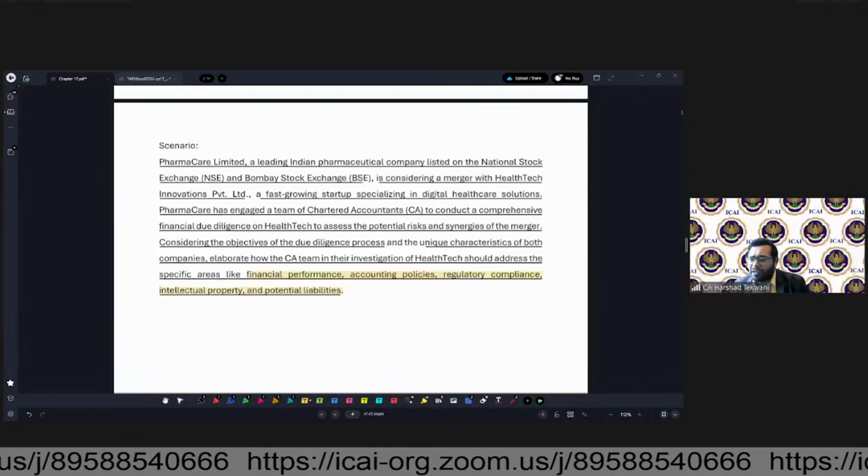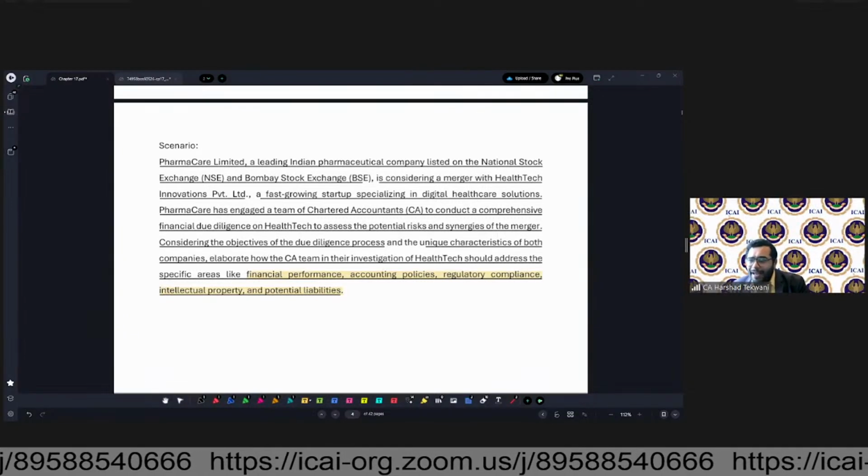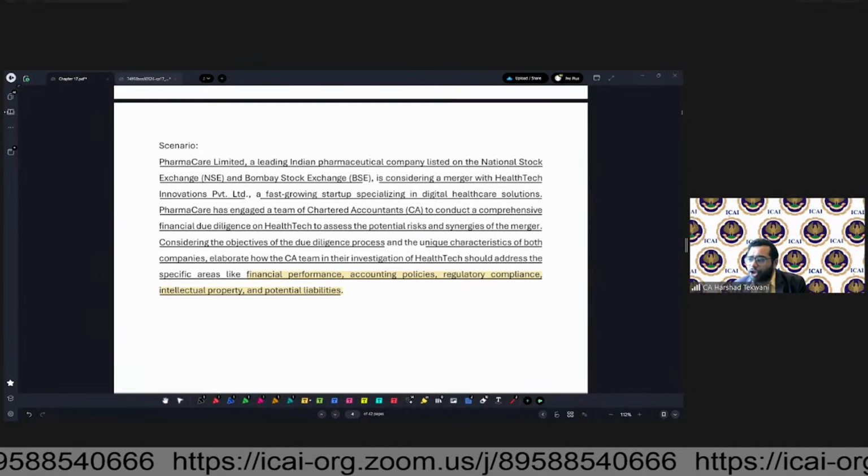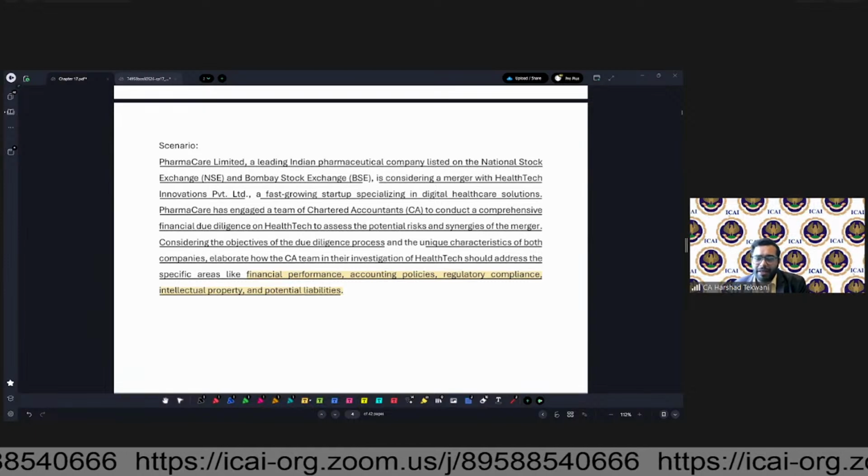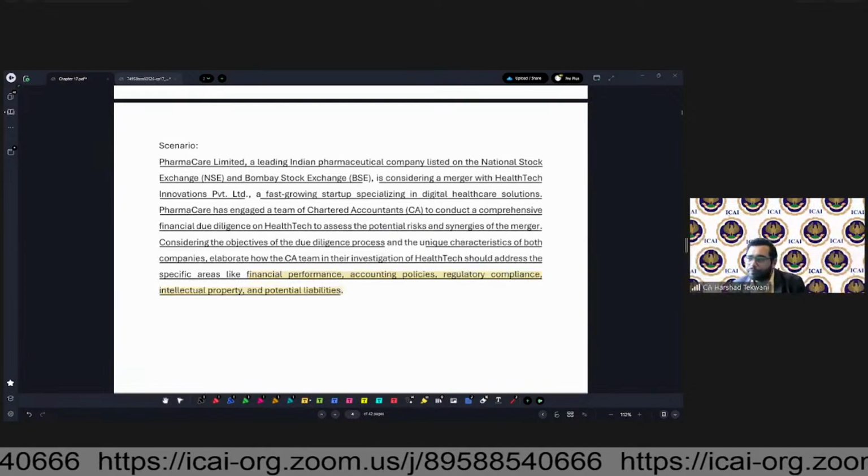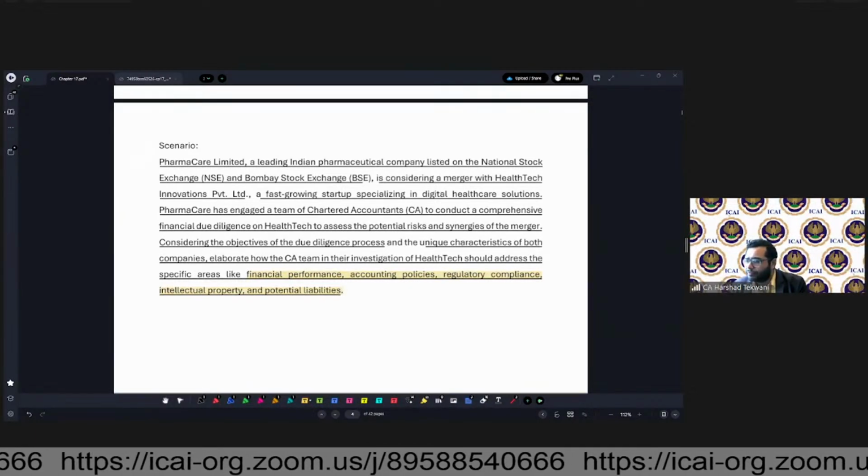Accounting policies we are seeing. Okay, can anyone tell me on the regulatory compliance, what you will check in the regulatory compliance? Regulatory compliance.